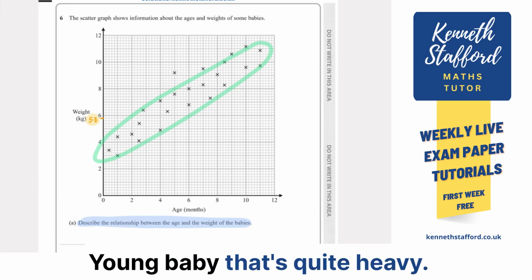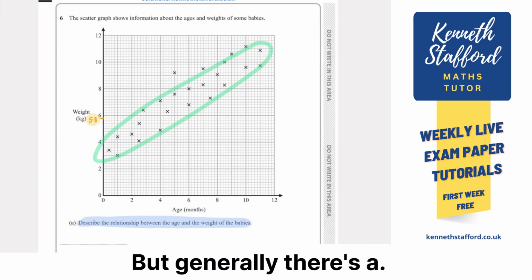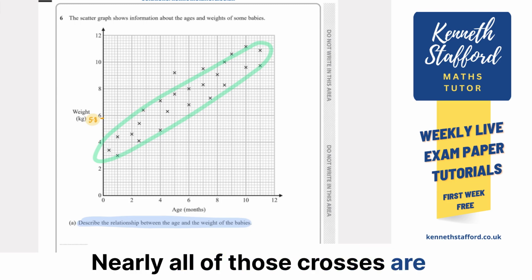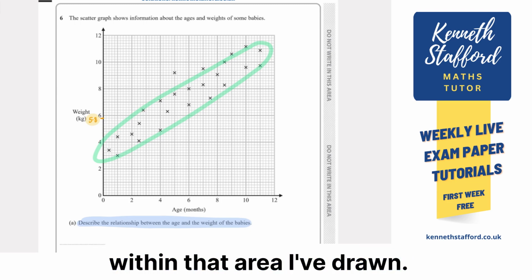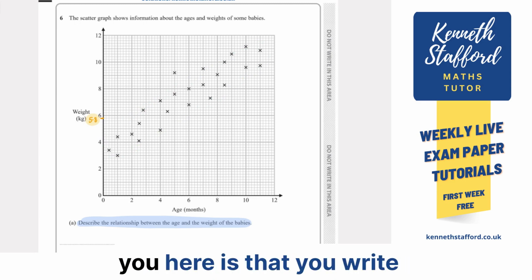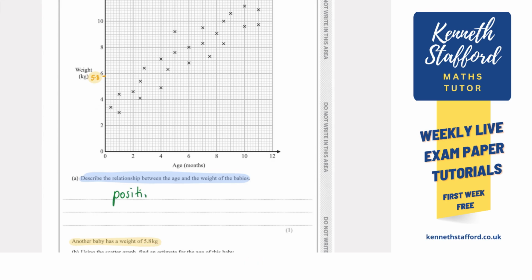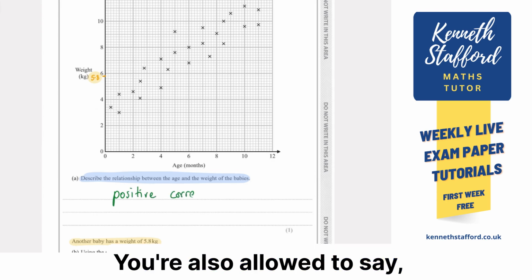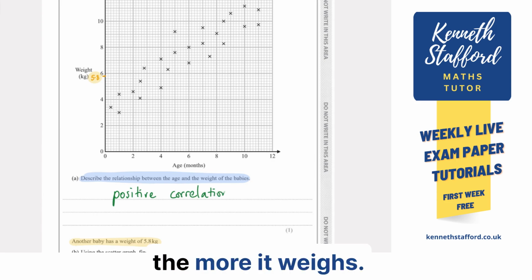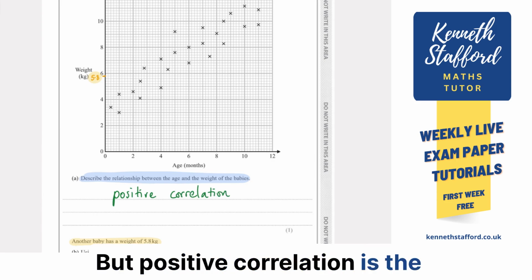Obviously, you can have a young baby that's quite heavy, but generally there's a pattern. Nearly all of those crosses are within that area I've drawn. So what they're looking for from you here is that you write positive correlation. You're also allowed to say the older the baby, the more it weighs, but positive correlation is the easiest thing to do here.